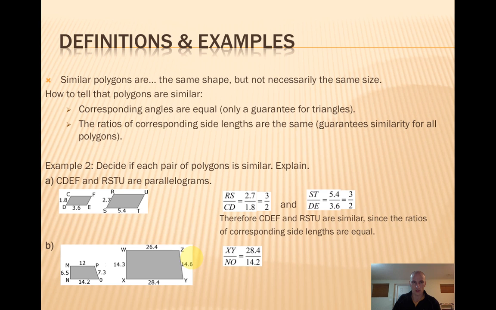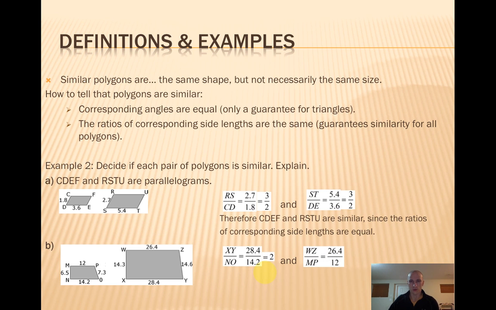And so what we're going to do is compare XY and NO. The reason XY and NO is because this is the longest side of this quadrilateral and NO is the longest side of that quadrilateral. So if these two quadrilaterals are similar, those would be the corresponding sides. So that ratio, 28.4 over 14.2, is exactly 2.